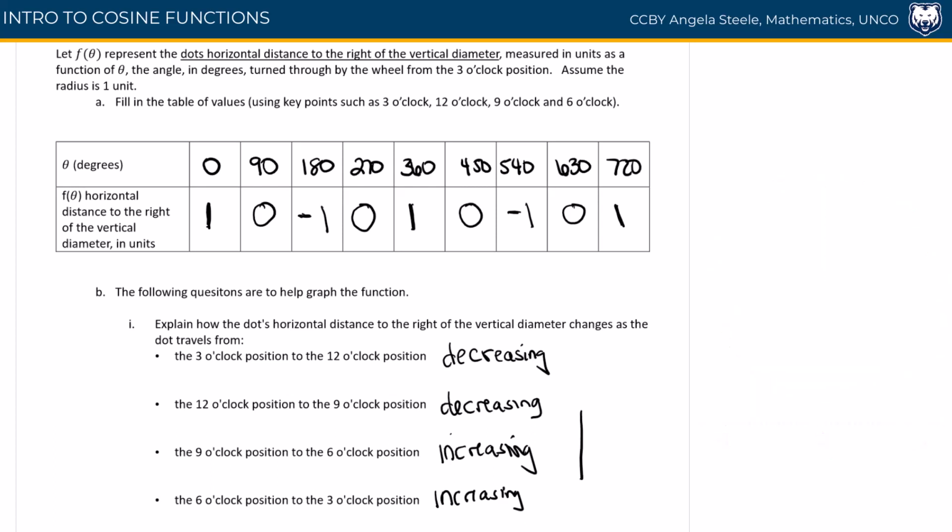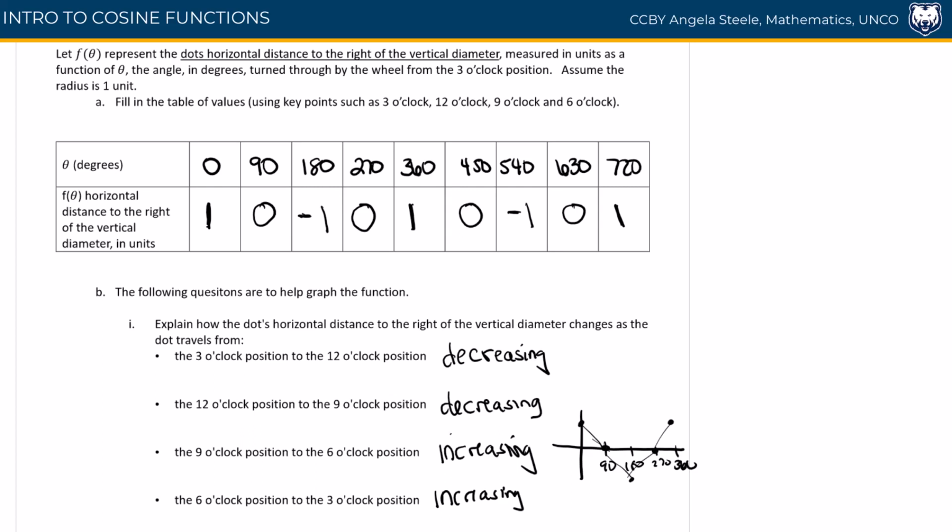Okay, so in a little bit, we're actually going to do a formal graph of this, but I just want to do a quick rough sketch just for a little bit of a visual. So if we plot some of these points, this right here is our 90 degrees, 180, 270, 360. Just a very quick rough sketch, plotting those points. If we follow this, we know that it's decreasing for the first segment, decreasing for the second, and then increasing for the next two. But remember, this is not going to be a linear function.